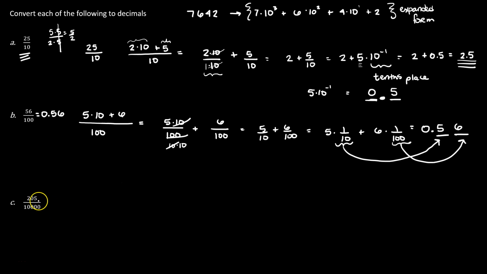Let's do one more. 205 over 10,000. So again, we'll start by writing our numerator using expanded form. I did put a placeholder 0 in there for the 10 to the first power. We don't have to have it though. It would have been totally fine to write 2 times 10 squared plus 5, because those give us the same values. And then our denominator is 10,000.